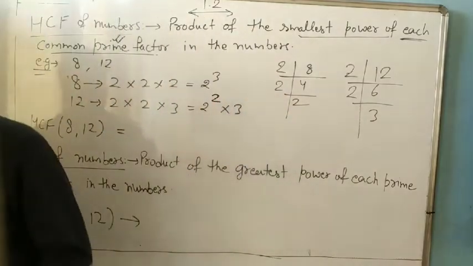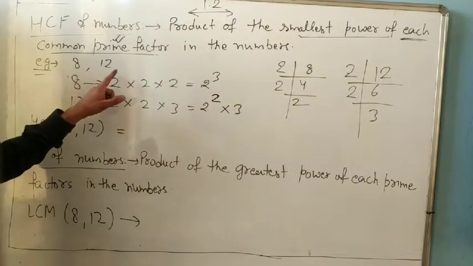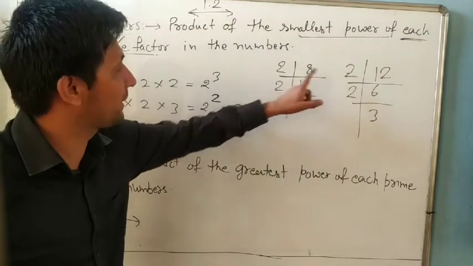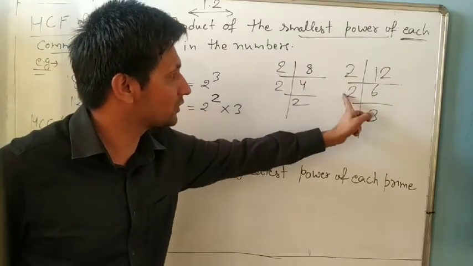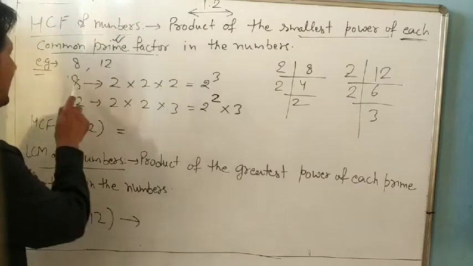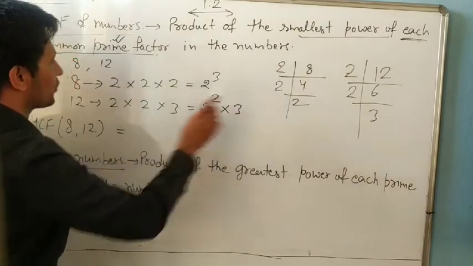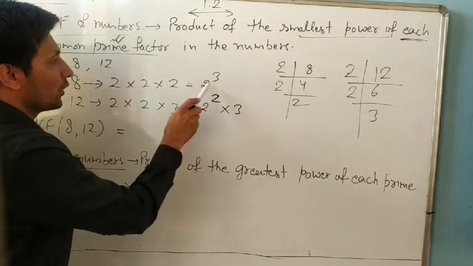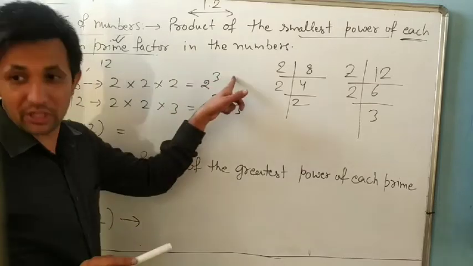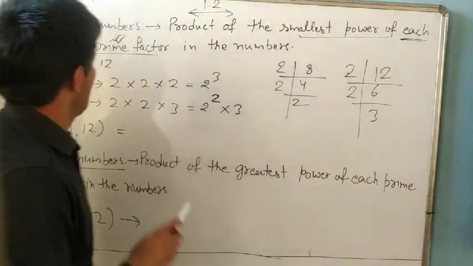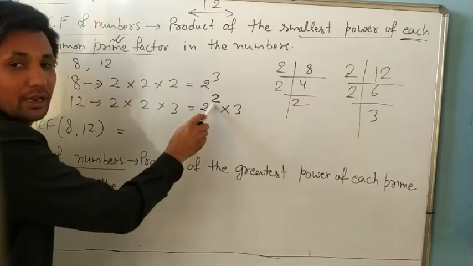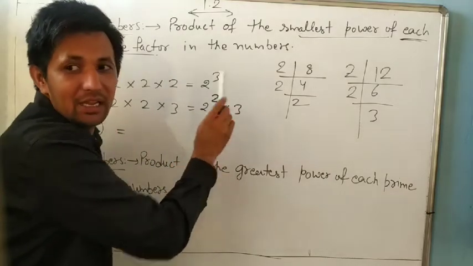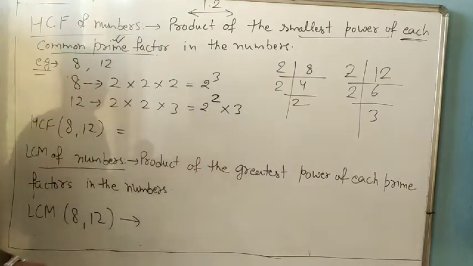Suppose the example is 8 and 12. The factors of 8 in prime factors: 2 into 4, 4 is 2 into 2. For 12: 2, 6, 2, 3. So 8 we can write as 2 into 2 into 2, that is 2 to the power 3. And 12 is 2 into 2 into 3, that is 2 to the power 2 multiplied by 3.